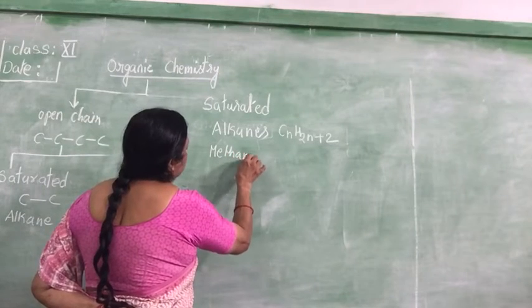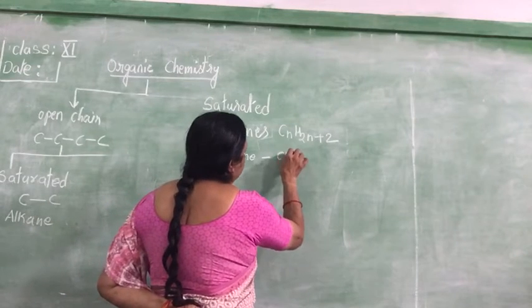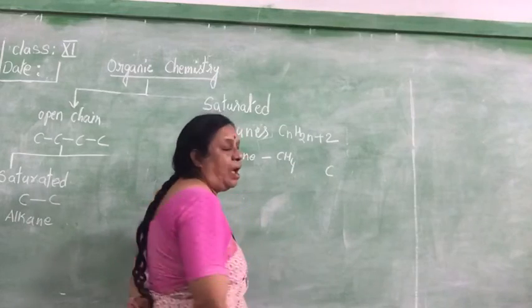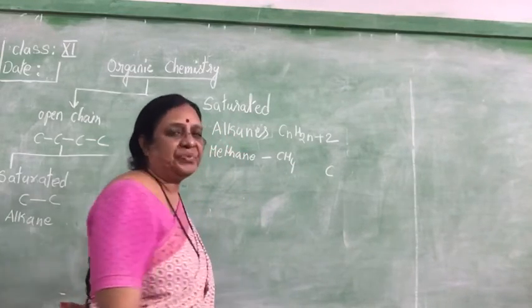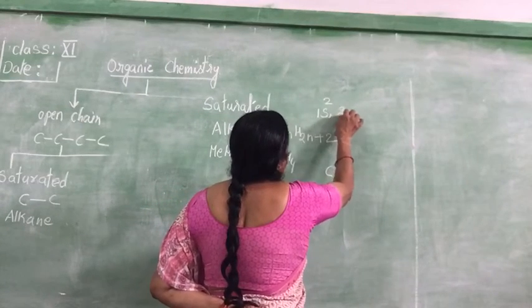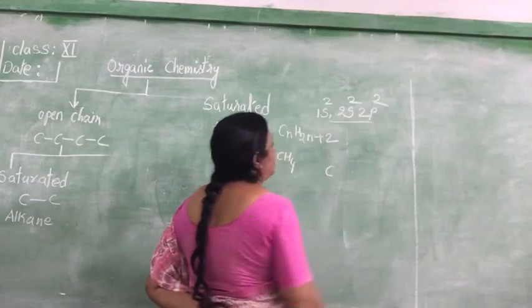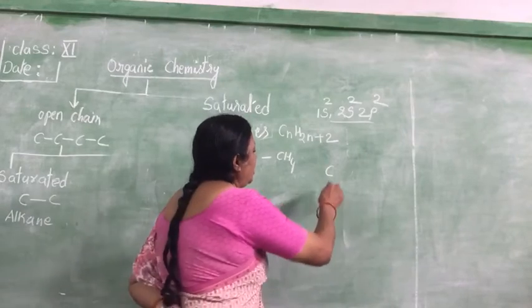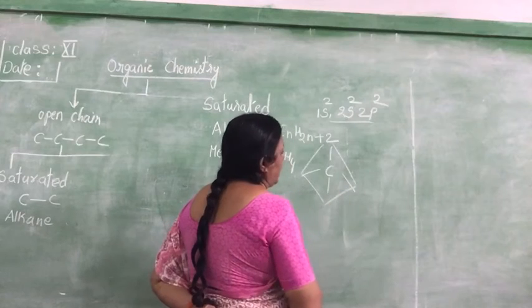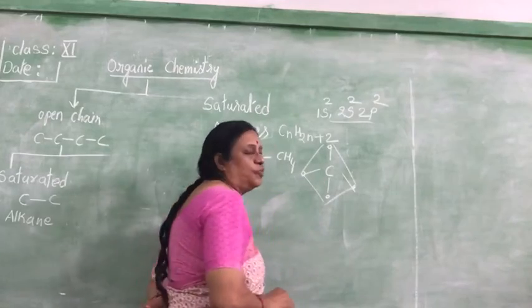Throughout organic chemistry, children, meth means one carbon atom. The formula is CH4. Carbon has atomic number 6, so 6 electrons are there. The electronic configuration is 1s2 2s2 2p2. So there are 4 electrons in the outermost orbit, and it needs 4 more electrons to satisfy the octet. Therefore the valency of carbon is 4.